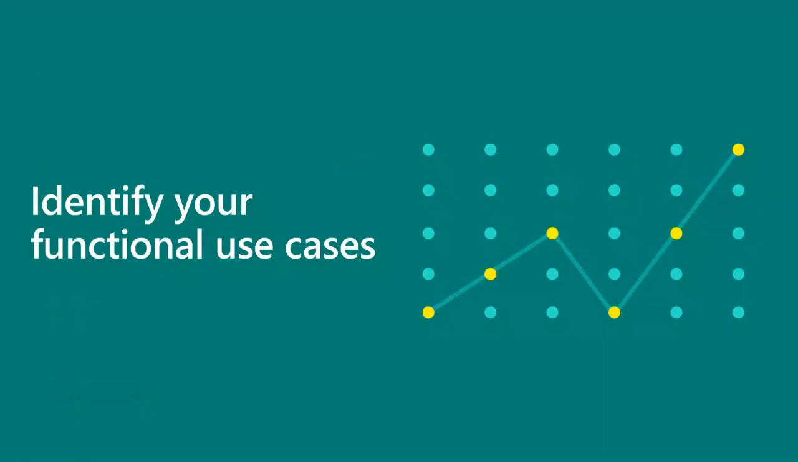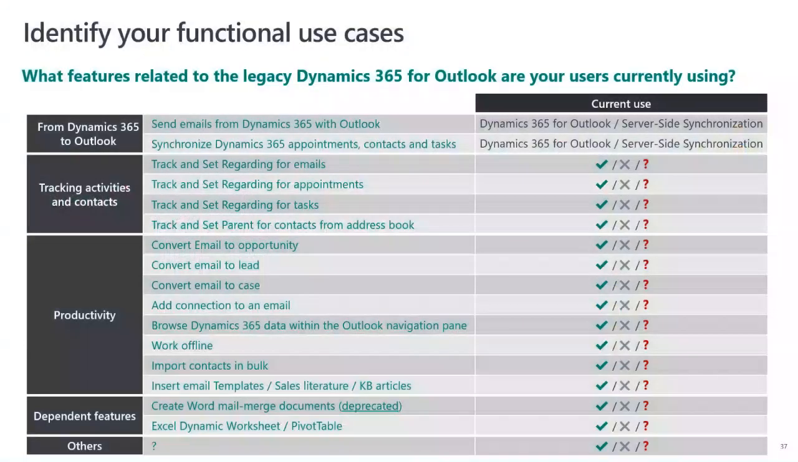Now, customers need to identify their functional use cases. So really it's an introspection exercise to see what features related to Dynamics 365 for Outlook your users are currently using, and see then what you need to focus on when you're going to test the app for Outlook. These are the same items that we covered earlier.